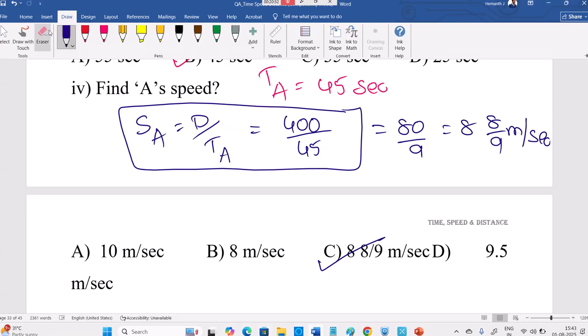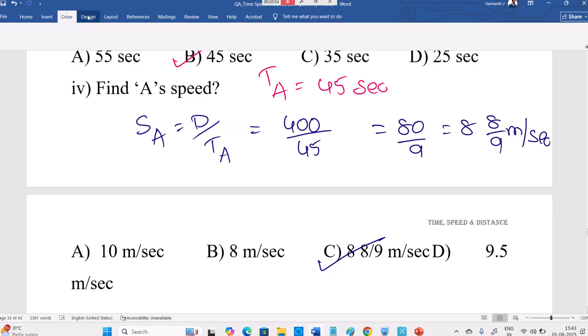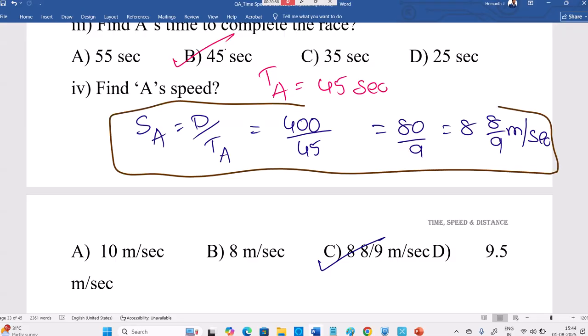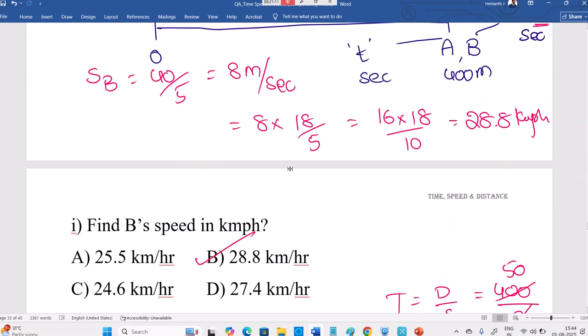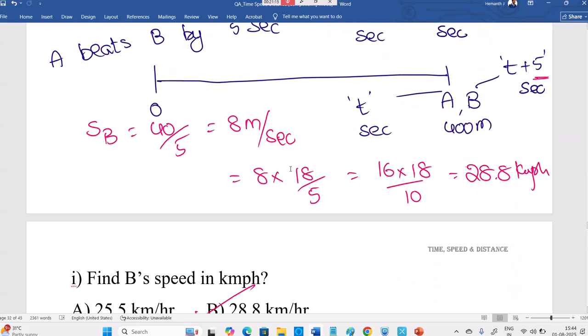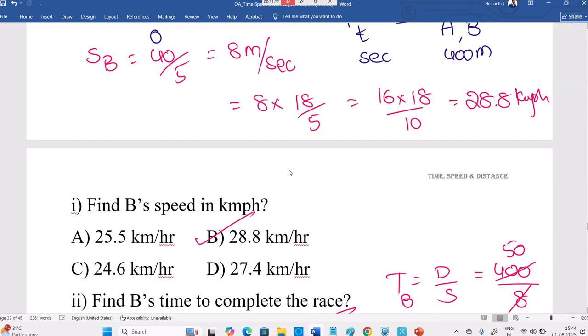It depends on the question, you have to opt, but my reference here is all with a single statement. The statement is very simple: in a 400-meter race, A beats B by 40 meters or 5 seconds. But there are a lot of questions to follow. They asked the last question, speed of A, but you should complete all this, my dear friend. First, calculate the speed of B, then the time taken by B to complete the race, then the time taken by A to complete the race.